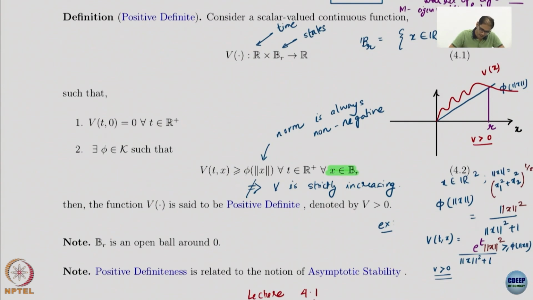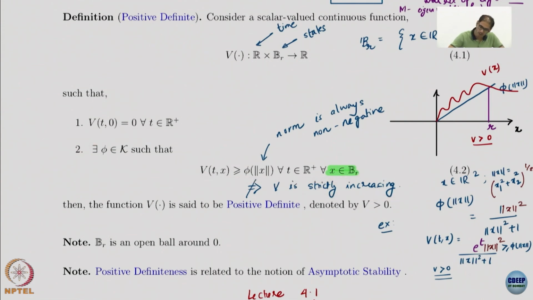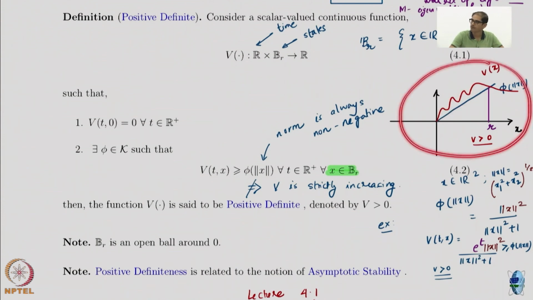So the important thing to remember is that this does not mean that V is strictly increasing. V only has to dominate a strictly increasing function. Look at this picture here. V does not have to be strictly increasing itself. If I think of phi of x as this function, a strictly increasing continuous function which is 0 at 0, and V itself is also 0 at 0, V does not have to be strictly increasing. It can oscillate, but it has to remain above this line.